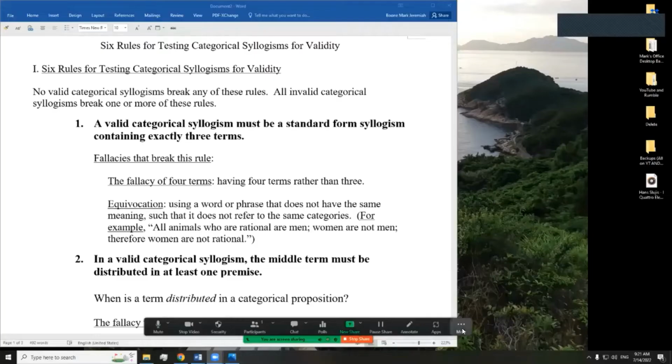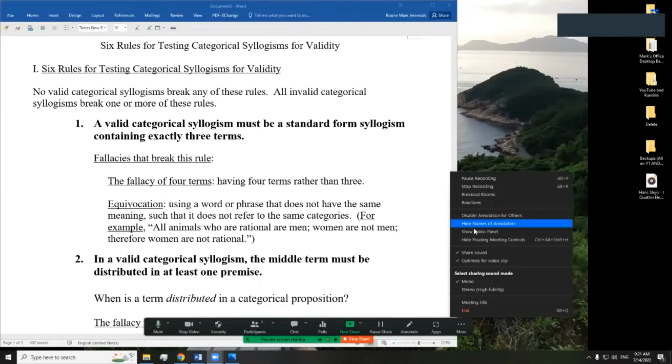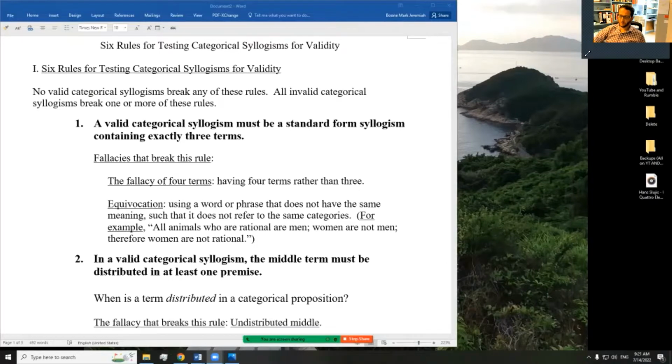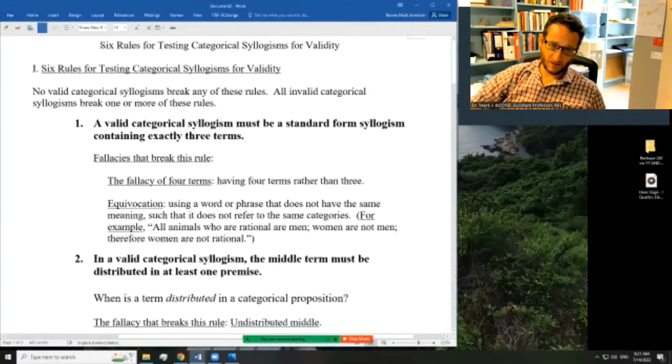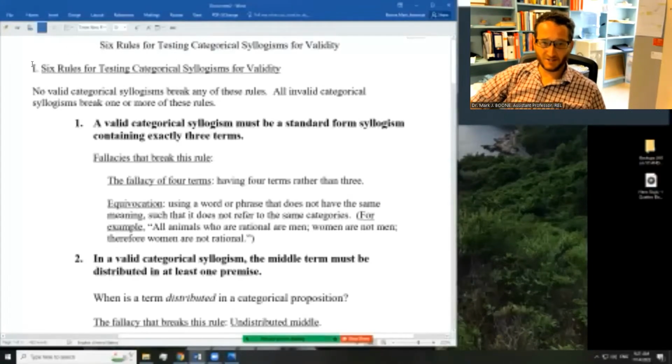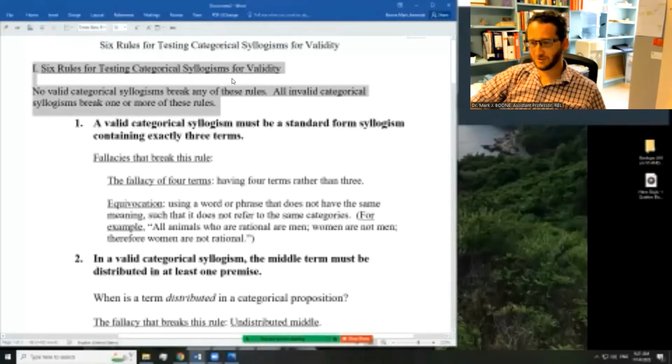We're now learning our third and final method of testing categorical syllogisms for validity. Our first method was the mood figure method. Second method was the Venn diagram method, and our new method is the 6 rules method. Let's first learn the rules. There are 6 rules you can use to test categorical syllogisms for validity.